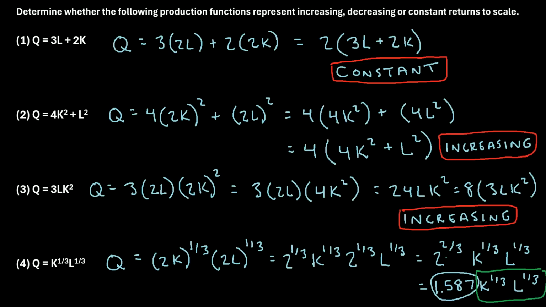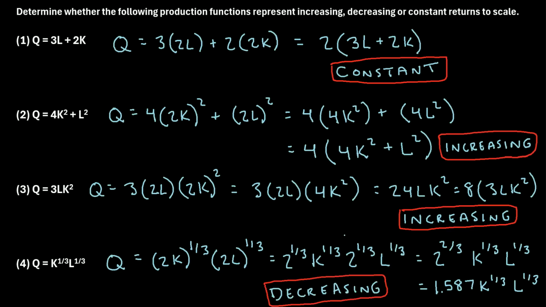So notice that this time when we doubled our input, we didn't quite double our output. We only multiplied the output by 1.587. So because this number is less than 2, it's less than doubling, this means this production function exhibits decreasing returns to scale. So when we doubled our input, we less than doubled our output.